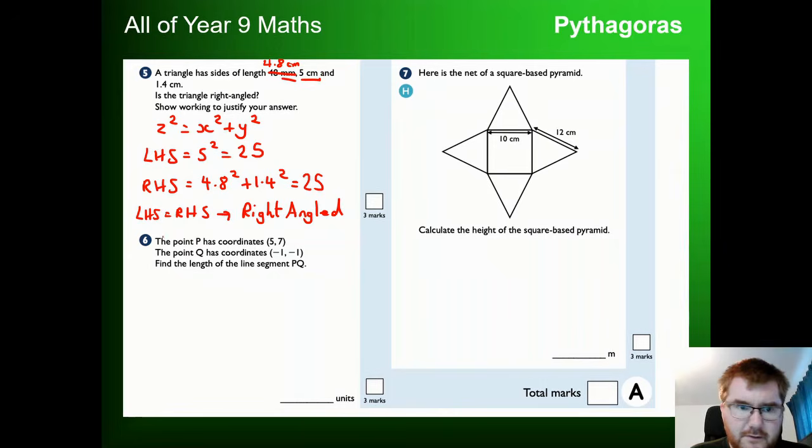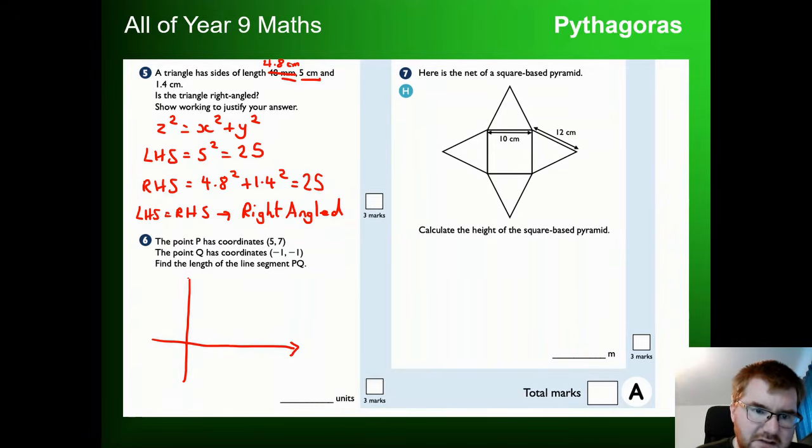Perfect. Now on to question 6. So the point P has coordinates 5, 7. Point Q's coordinates -1, -1. Find the length of the line segment. Now remember, this isn't the Pythagoras section, so it should involve Pythagoras in some way. What I tend to do with such questions is draw a very quick diagram. Again, nothing to scale, just to give me an idea of what I'm doing.